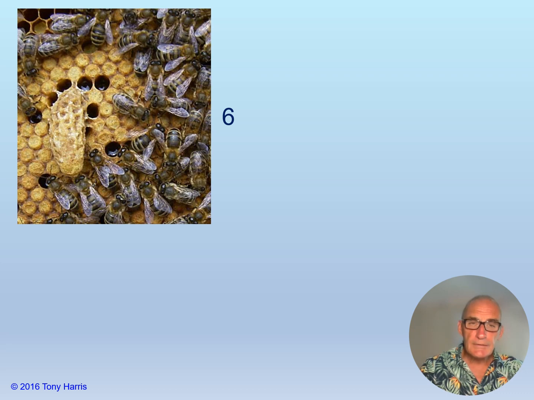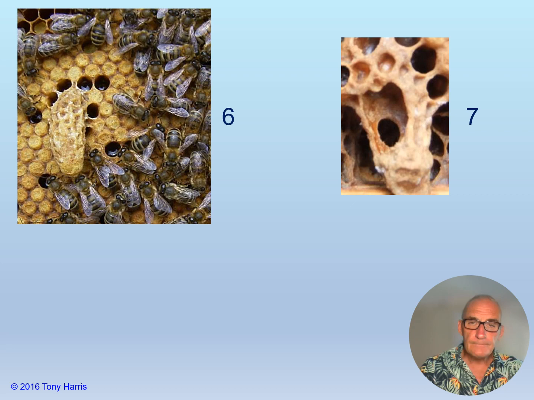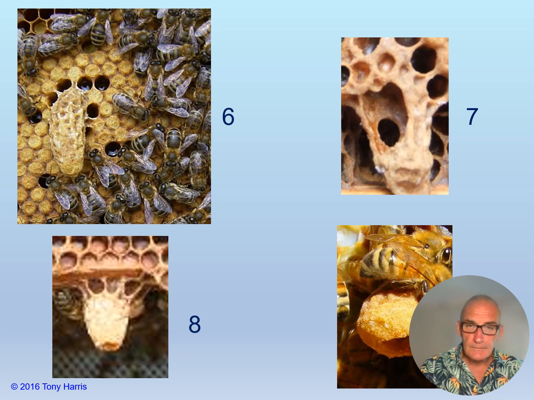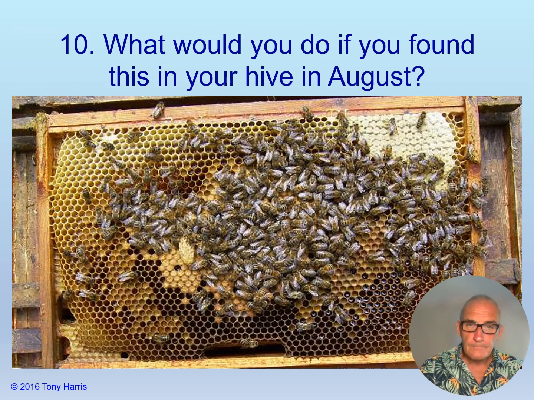Here's number 6. What type of cell? Number 7. Number 8. Number 9, you can just about see that one. What would you do if you found this in your hive in August?